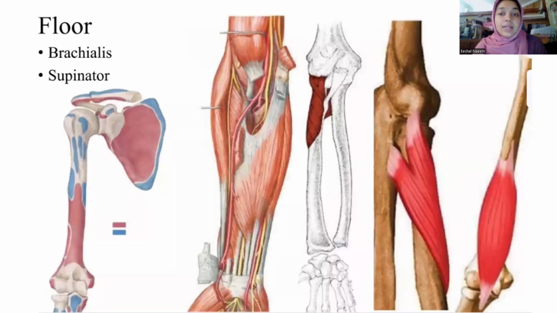Now, the floor. The floor is formed by the brachialis and the supinator. These two muscles form the floor of the cubital fossa. Here you can see the brachialis muscle. This is your brachialis muscle. And here you can see the supinator, which helps in supination. Now, this is the floor of the cubital fossa.